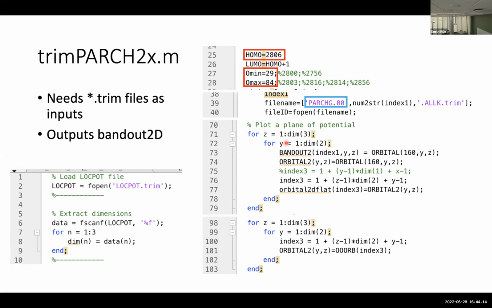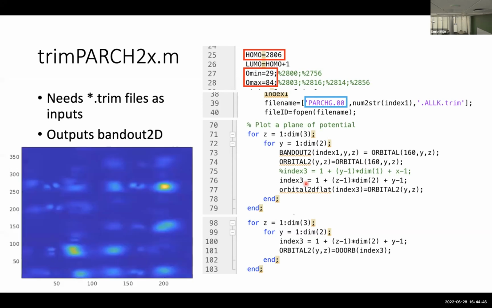This first one, the Z equals, the Y equals, the band out equals, the orbital equals, and the index 3, depending on which dimension you're trying to integrate over. You would have to make the same modifications to this for loop, which is a little farther down. In this case, we're integrating over the X dimension. And this script will pump out a figure that looks something like this.